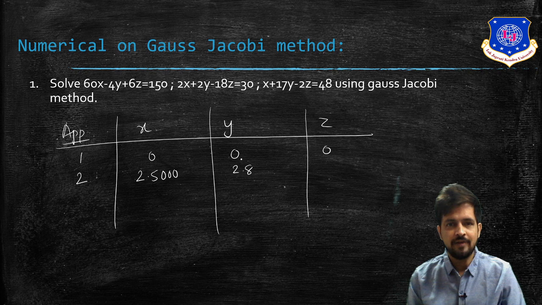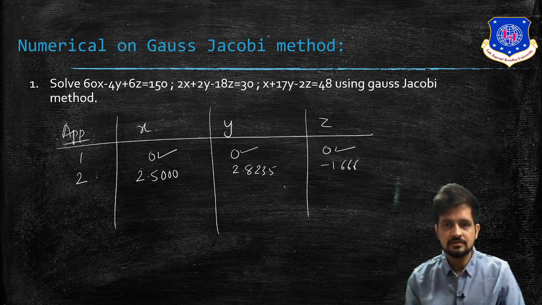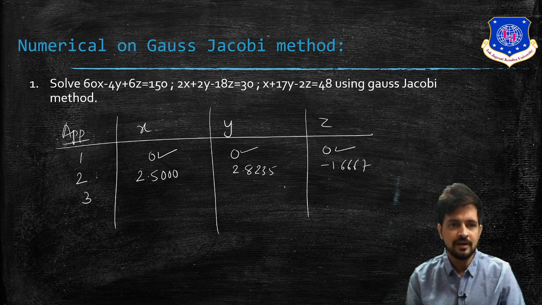Then here again to find y, which value of x we are taking? See, we are taking this value. To find y, take these values. To find z, we have to take 0. We are not taking the new value, mind it. Okay, so my answer will be 2.8235. I am directly writing all the answers. You have to do it by yourself and write the answers.